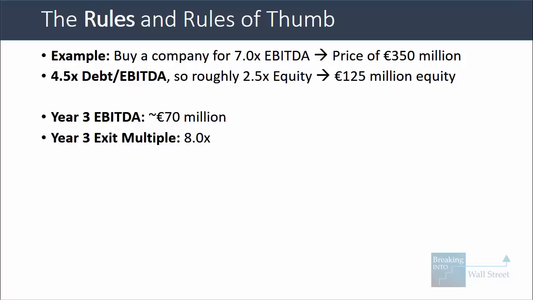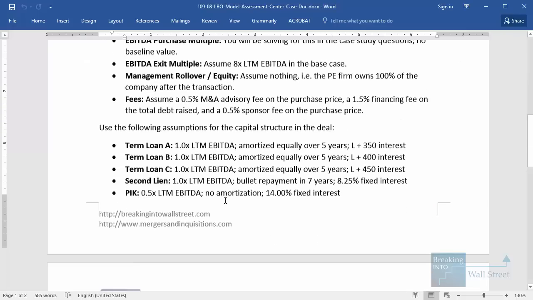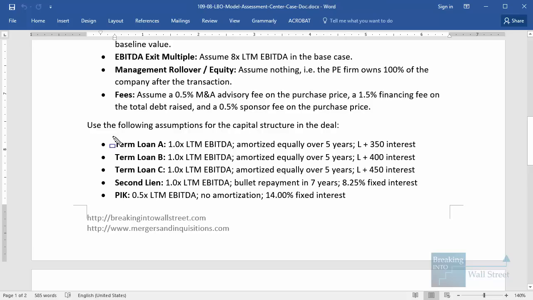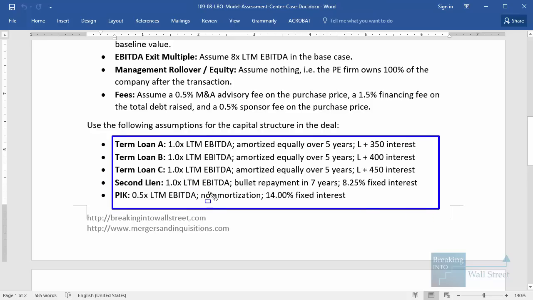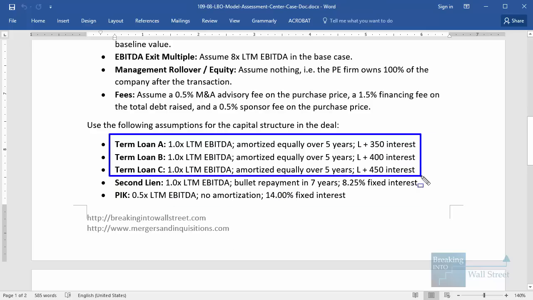The case study gives us the exit multiple of 8x. So we know the equity contribution in the beginning. We also know the exit enterprise value. Now, to figure out the equity at the end, we need to subtract the debt balance outstanding at that point. The case study instructions here tell us that we have 3 term loans. We have a second lien loan and then a paid-in-kind loan. The second lien and paid-in-kind loans don't amortize at all. They have bullet maturity. But then the term loans all amortize equally over 5 years.